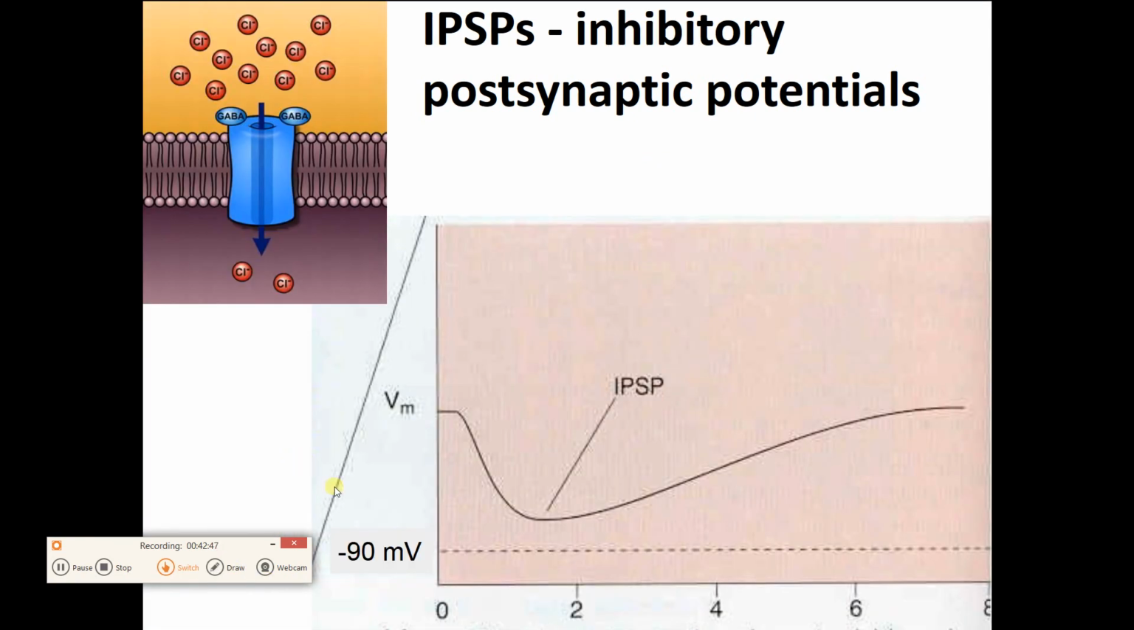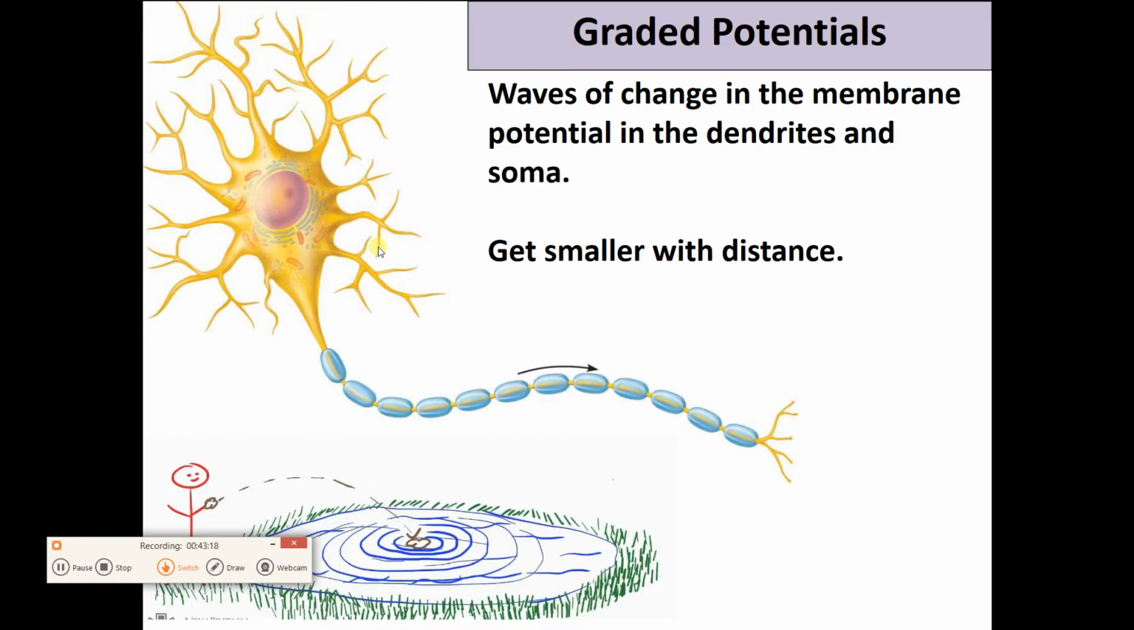Similarly, if chloride rushes in, we go from rest and we get more negative, toward negative 90. And so what we're going to end up doing is taking our axon hillock away from the threshold potential, making it harder and less likely to get there. So making our neuron less likely to send an electrical signal, and that is why we are using the word inhibitory here. All right, excellent.